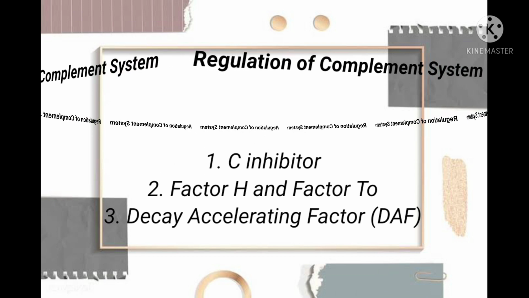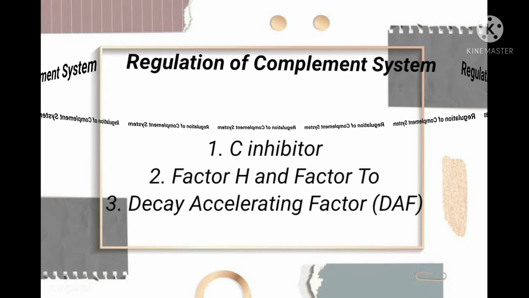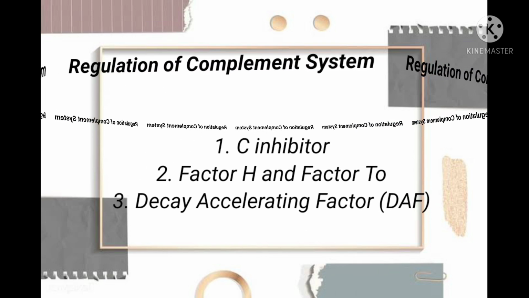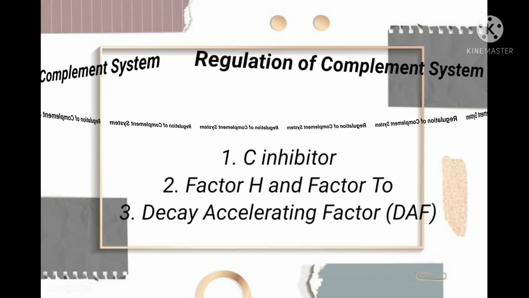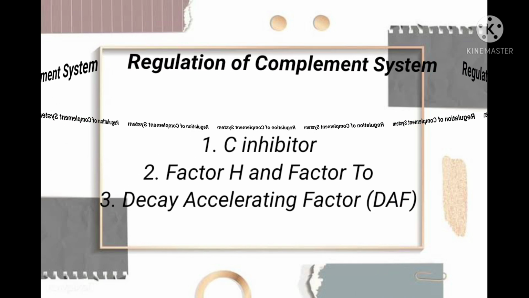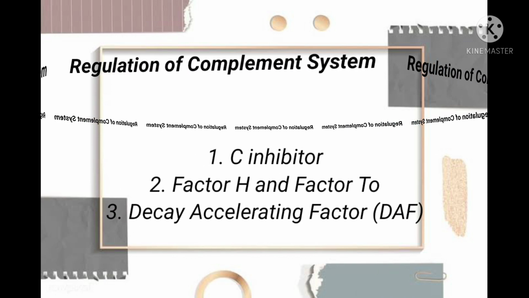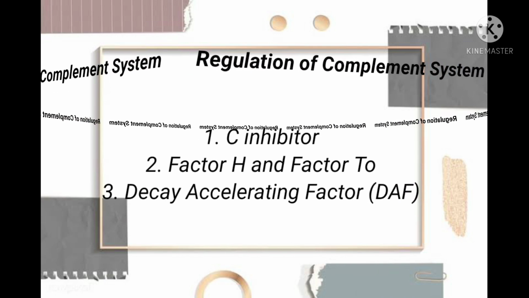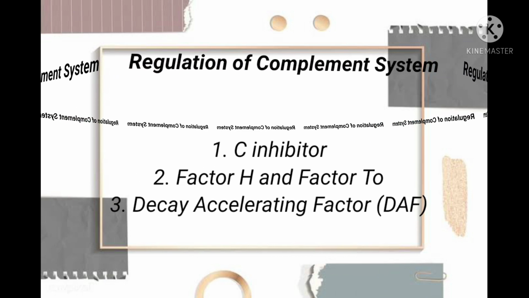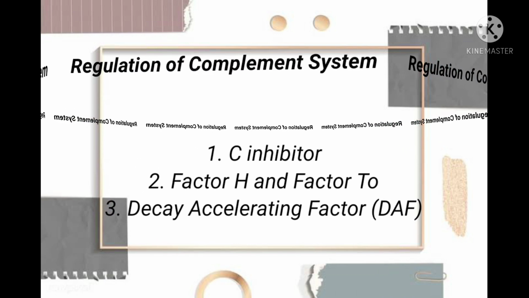And lastly, let us now proceed to the regulation of the complement system. Number one, C1 inhibitor. It inactivates the protease activity of C1, resulting in inhibition of the classical pathway of complement activation. Number two, factor H and factor I. The alternative pathway is regulated by binding of factor H to C3b, forming a complex cleaved by factor I, which results in a reduction in the amount of C5 convertase.